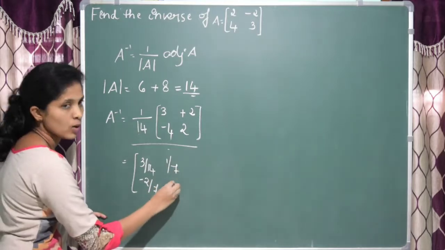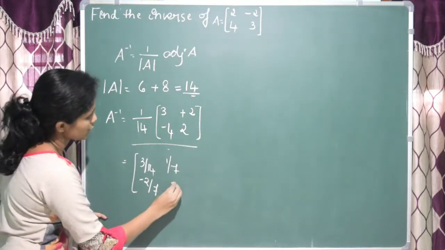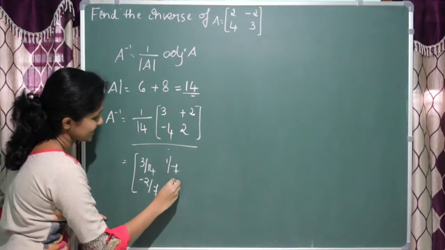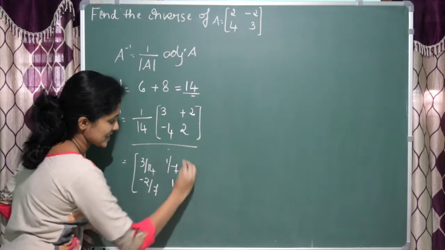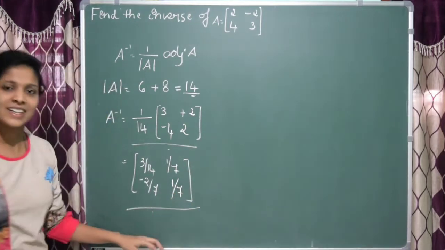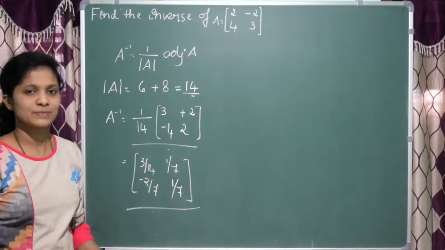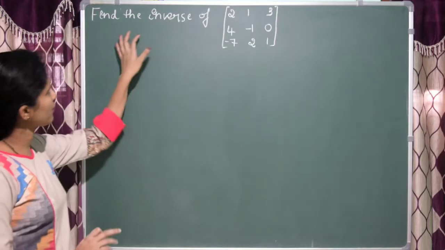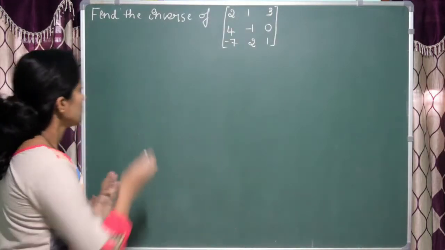So this will be now 2, 1 by 7. So clear? This is the inverse of the matrix. Now we will see one 3 by 3 matrix. Find the inverse of this one. Anyway, we will write the inverse.